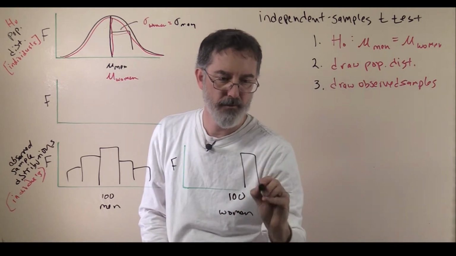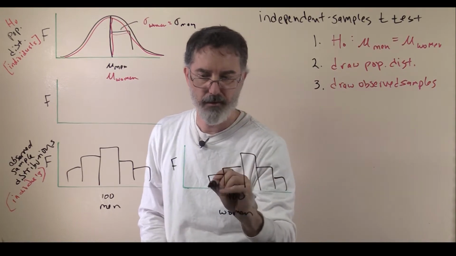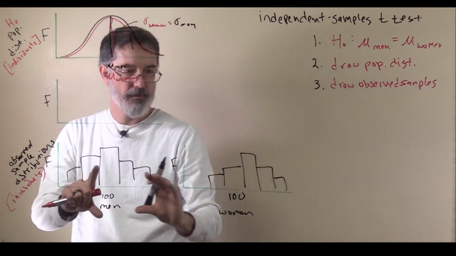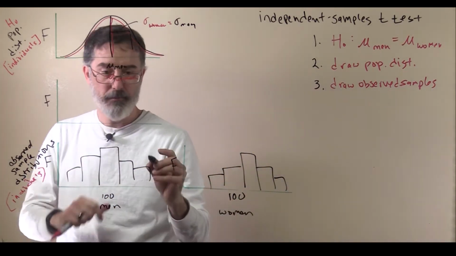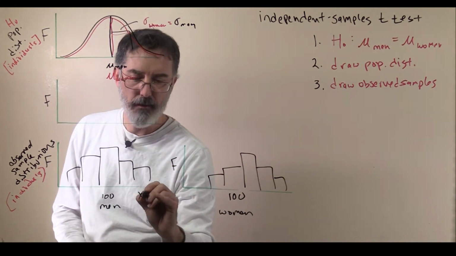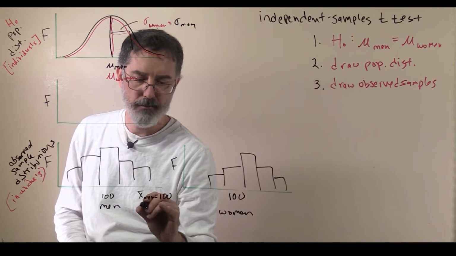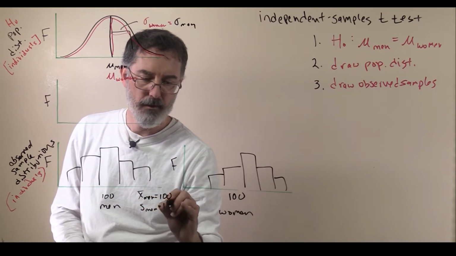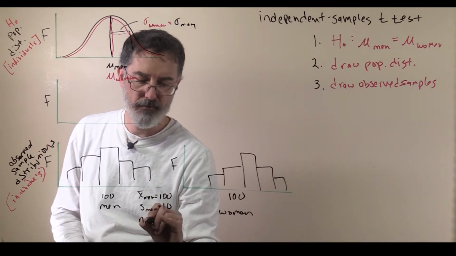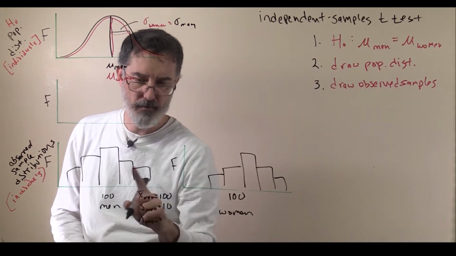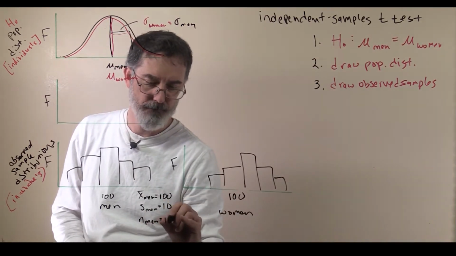We'll say their distribution looks something like that. And we calculate the descriptive statistics for our 2 different samples. And we get the mean for men is 100. The standard deviation for men is 10. The sample size for men, and the number of men whose exam scores we have, is 100.